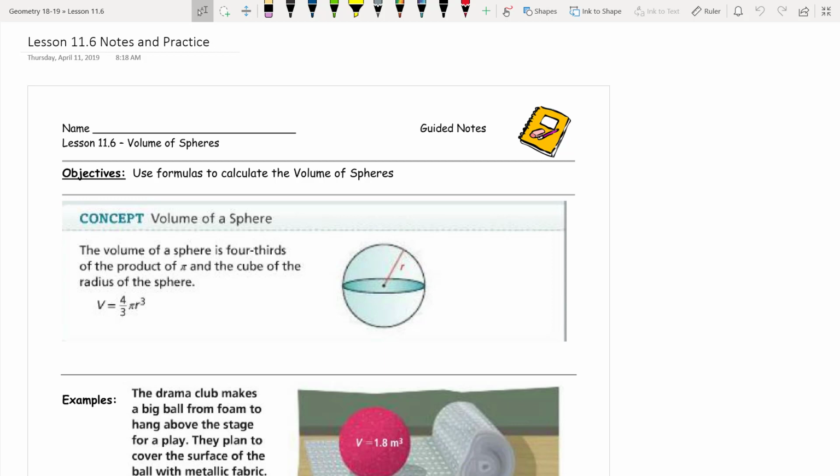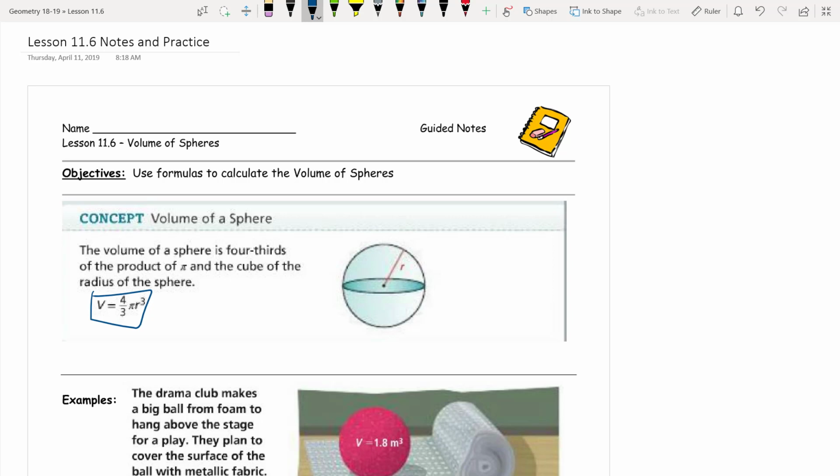Welcome back in. We are in section 11.6, which is our last section in our surface area and volume unit, and we're going to be focusing on spheres. So we're going to look at both volume and surface area of spheres right now. The formula for volume of a sphere is 4/3 times pi times the radius cubed. So that's our one formula we're going to have for volume, and we're going to talk about surface area in a second.